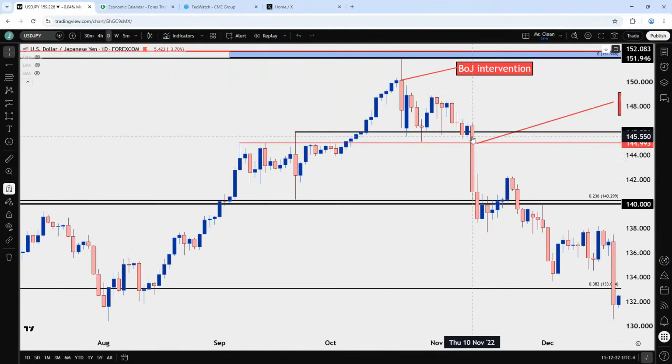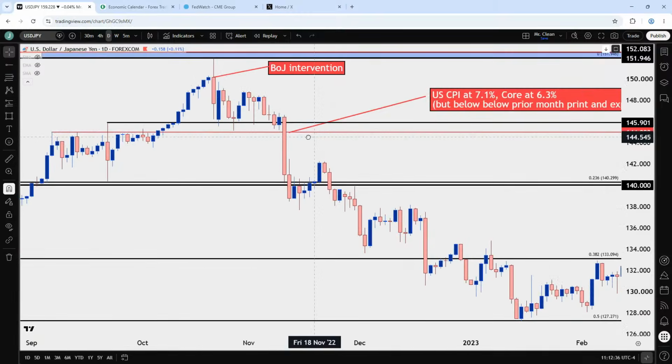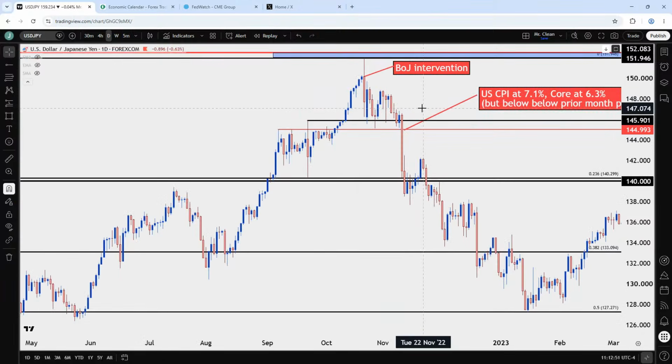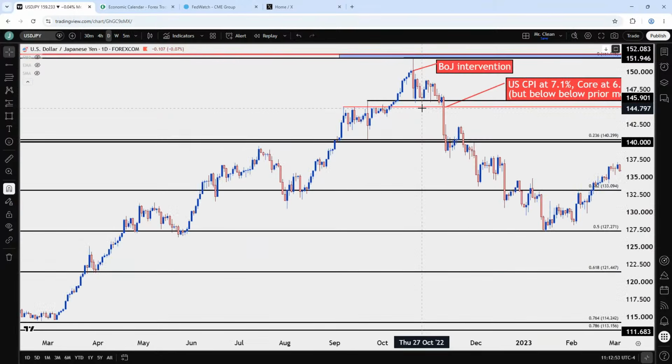Now, what ultimately compelled that reversal? The US CPI print. Now, that US CPI print was not weak. It was 7.1% for headline, 6.3% for core. Fed's target's 2%. These are both massively elevated. But they were below the prior month print. They were below the expected. It was a change in trend, or signified a change in trend, and it gave hope that maybe the Fed had a handle on this inflation problem. And now you get the mass exodus.